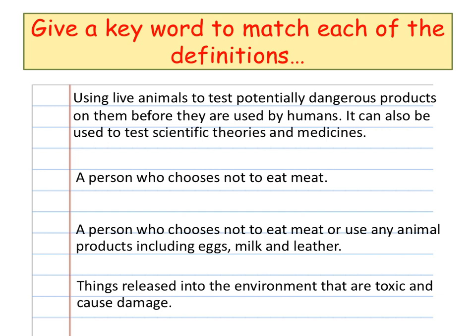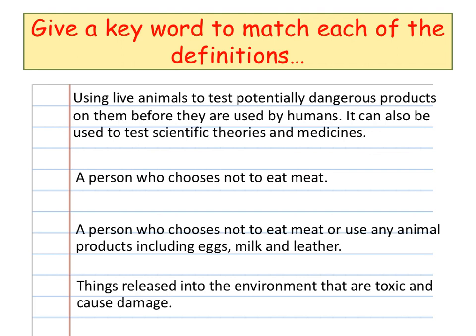Number 5. Using live animals to test potentially dangerous products on them before they're used by humans. It can also be used to test scientific theories and medicines. Number 6. A person who chooses not to eat meat. Number 7. A person who chooses not to eat meat or use any animal products, including eggs, milk, and leather.